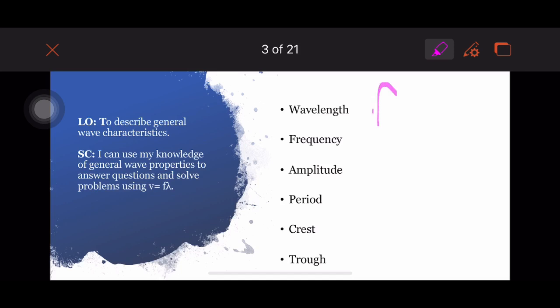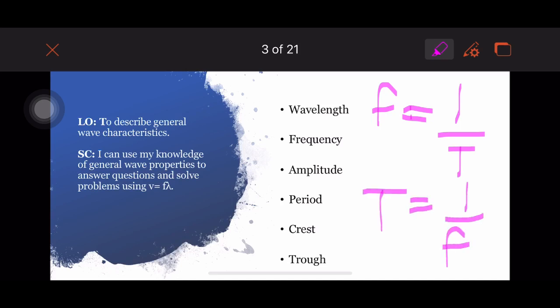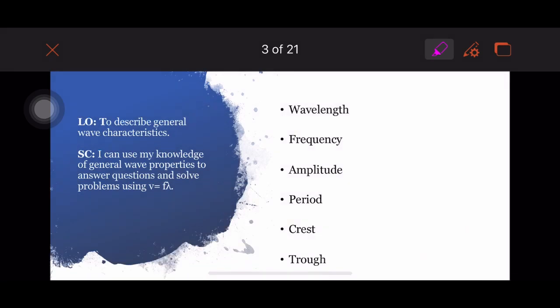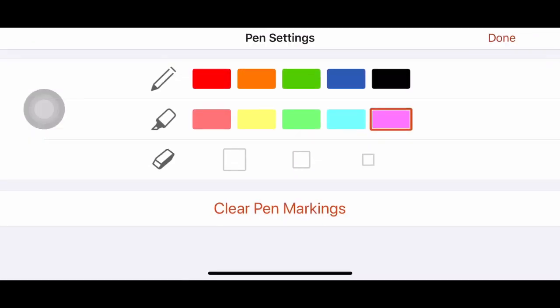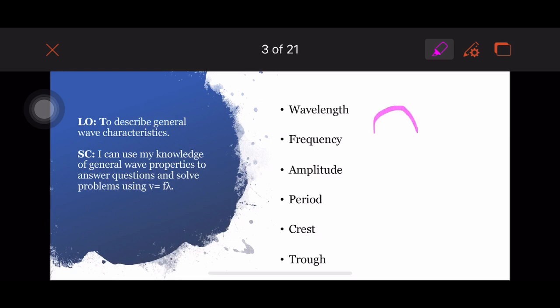But frequency is equal to 1 over T, the period, and T is equal to 1 over f. They are reciprocal to each other. What's the difference between frequency and time period? If we say a frequency of 50 hertz, what does it mean? 50 complete waves passing through a point in 1 second. Whereas if we talk about period, for one complete wave, how much time did it take? That's the period of the wave.